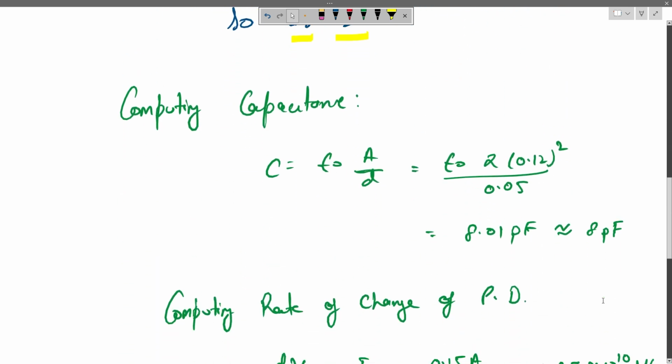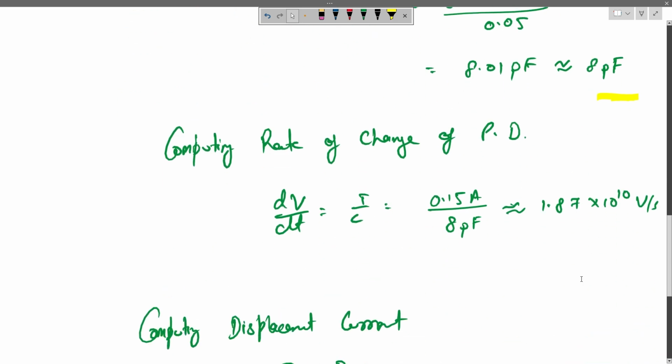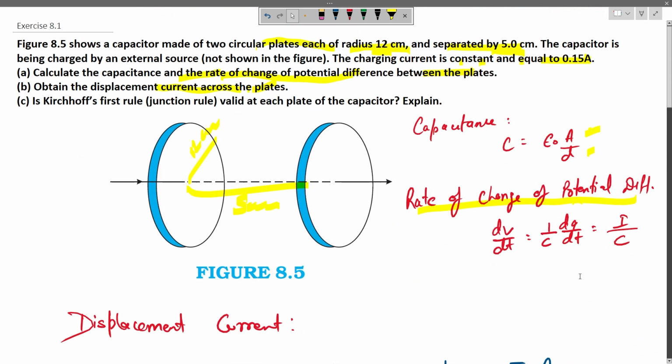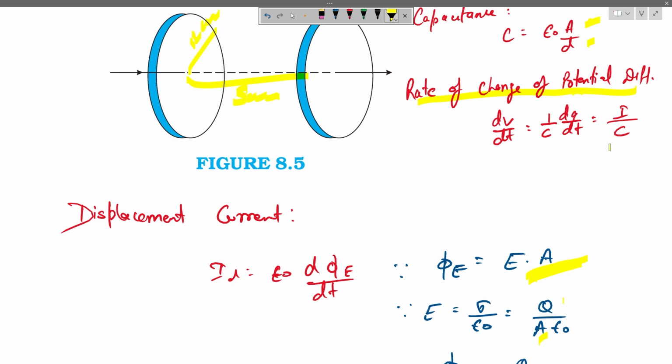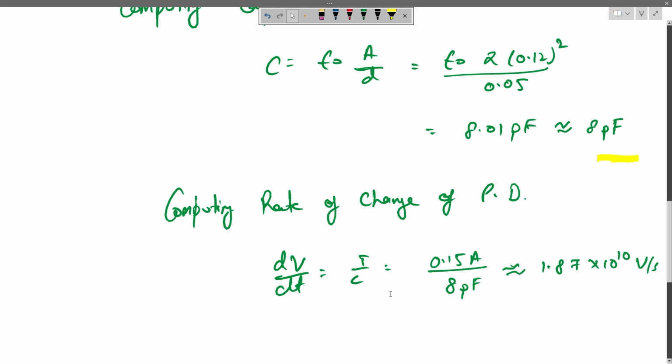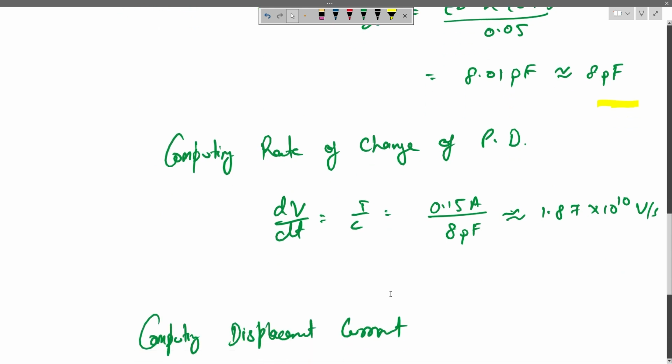Now let's compute capacitance. Capacitance was epsilon naught A by d. After substituting the area and the distance between the plates, we come to the conclusion that the capacitance is equal to 8 picofarad. Now computing the rate of change of potential difference dV by dt, we already know that dV by dt is equal to current by capacitance. Substituting that in this expression, we get a value of 1.87 times 10 to the power 10 volt per second.